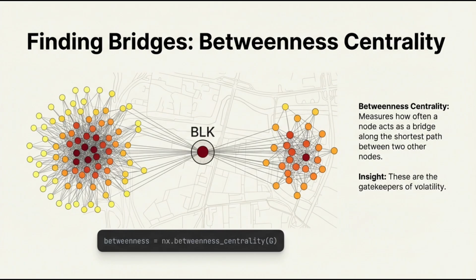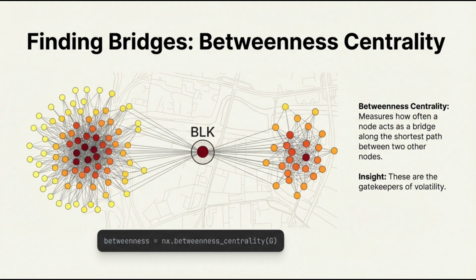This slide moves from hubs to bridges by introducing betweenness centrality. The central node here is BlackRock, labeled BLK, positioned between 2 large groups. Betweenness centrality measures how often a node lies along the shortest path between other nodes. So unlike degree, which counts direct connections, betweenness captures brokerage or mediation. A stock or institution with high betweenness can serve as a gateway between clusters that would otherwise be more disconnected.